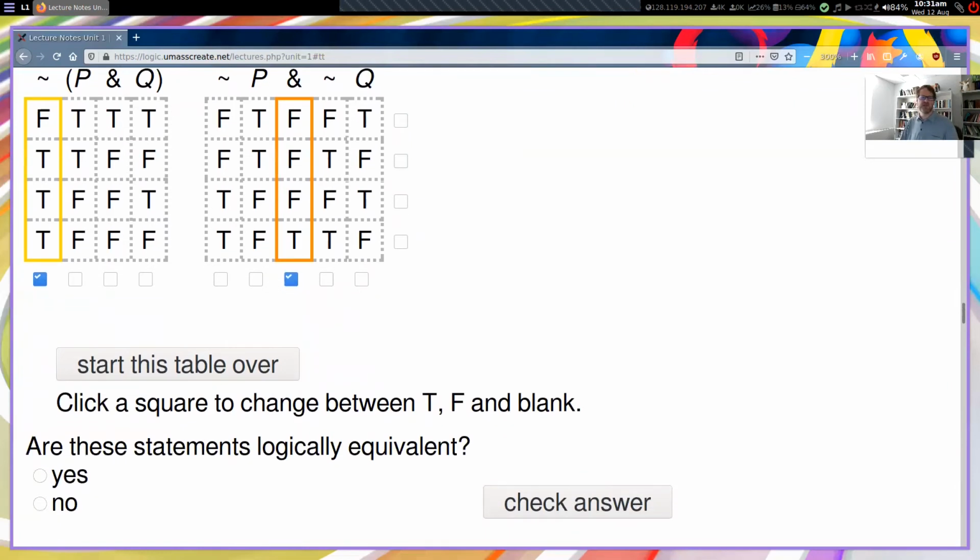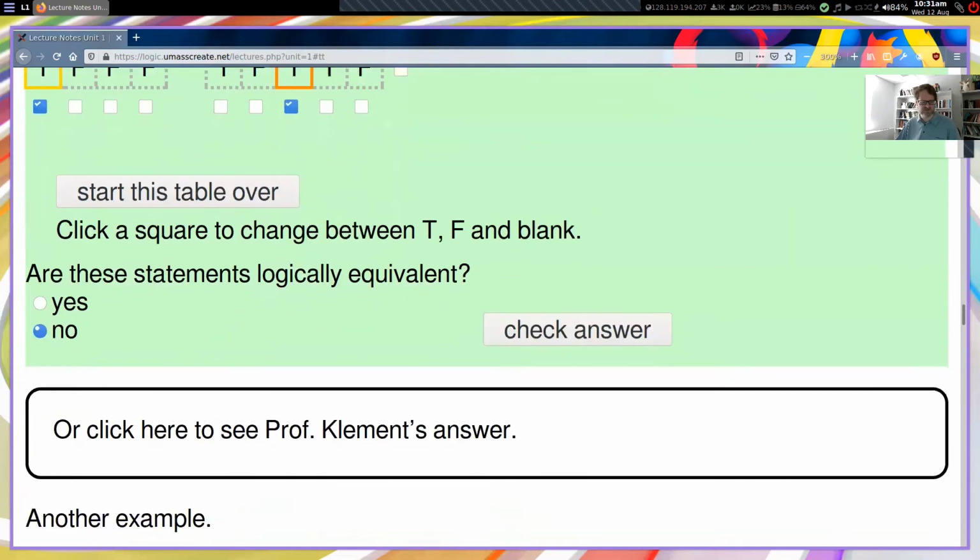They're not equivalent because their final columns aren't exactly the same. They'll only be equivalent if their final columns, these last things we did here, this column here and this column here, are exactly the same. They're not, so these statements are not logically equivalent. So I answered no to this question.